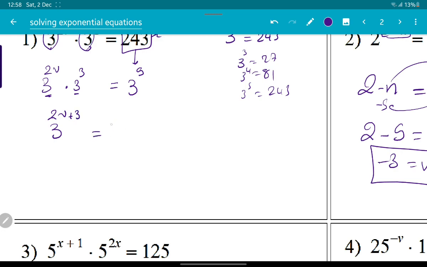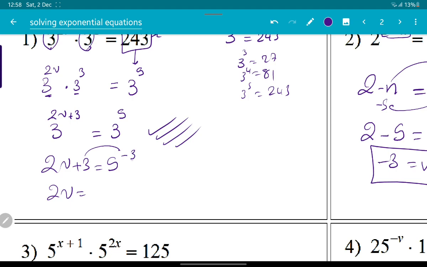The right side would be 3 power 5. Now we have the same base, so we can take 2v plus 3, the left power, and put it equal to 5. Now you can solve this. 2v equals 5 minus 3, which is 2. Now v equals 2 divided by 2, which is 1.